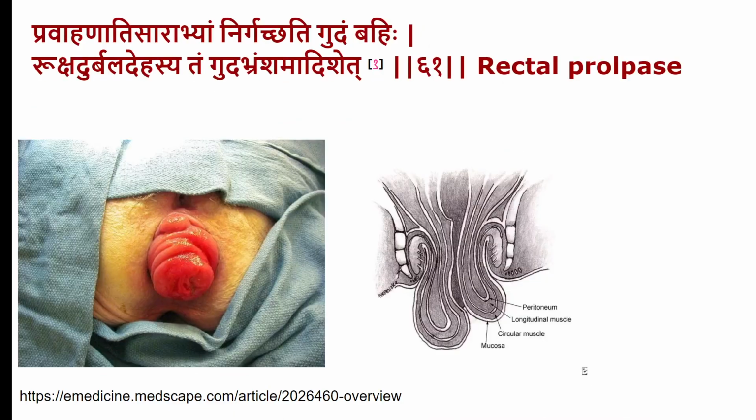Then the next is about the Gudabhramsha. Pravahana Atisarabhyam Nirgachati Gudam Bahihi Dukshadarbala Dehasya Tam Gudabhramsham Adiched. Rectal prolapse. Rectal prolapse again could be either partial or complete. So the basic differentiation between a rectal prolapse and the hemorrhoidal prolapse is when you palpate, you can feel four layers, a coat over a shirt appearance. This is what we usually see, that four layers can be palpated. It could be partial or complete.